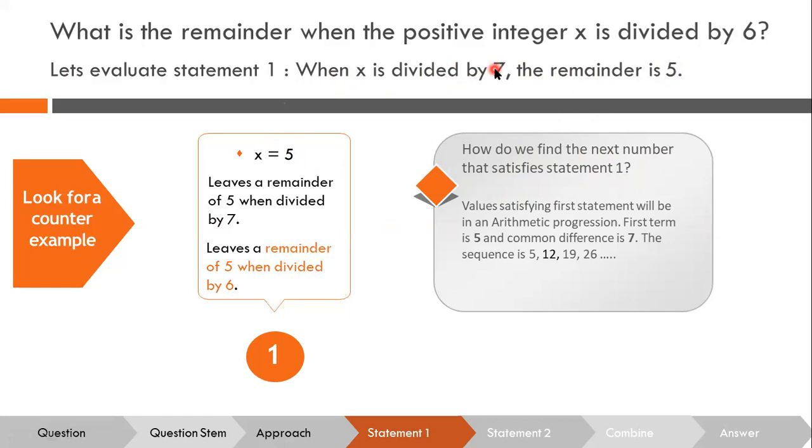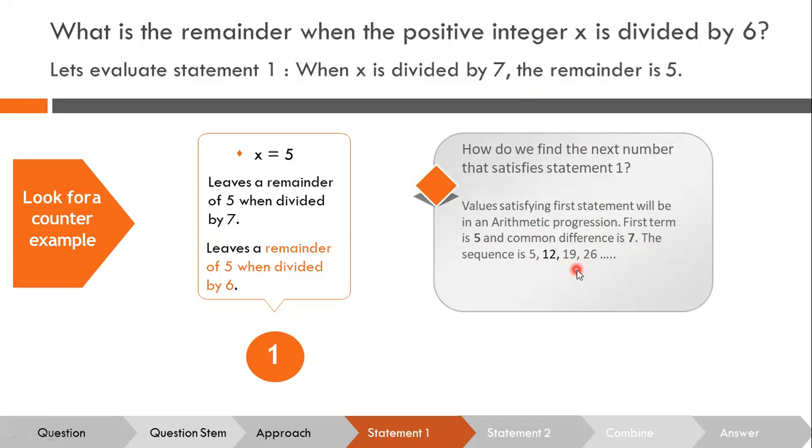Values satisfying the first statement will be in an arithmetic progression. First term is 5 and common difference is 7. Then the sequence is 5. Next you can select 12, which divided by 7 gives the remainder 5. Then 19, and once again you will get the same remainder. Then 26. After a few steps, you will always get 5. Am I right? Are you getting this sequence? Yeah, I get it.